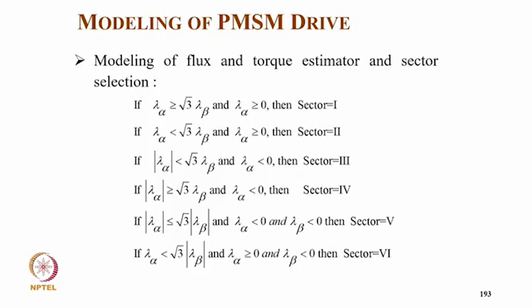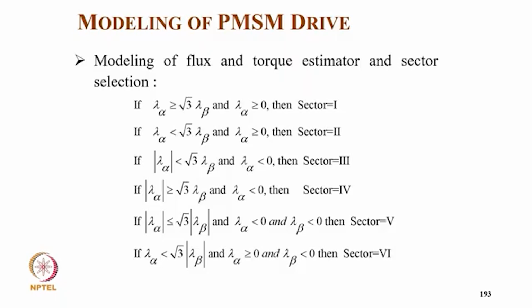So for the flux and torque estimate and sector selection, if lambda_alpha is greater than root 3 lambda_beta and lambda_alpha is greater than 0, then it is sector 1. If lambda_alpha is less than root 3 lambda_beta and lambda_alpha is greater than 0, then it is sector 2.